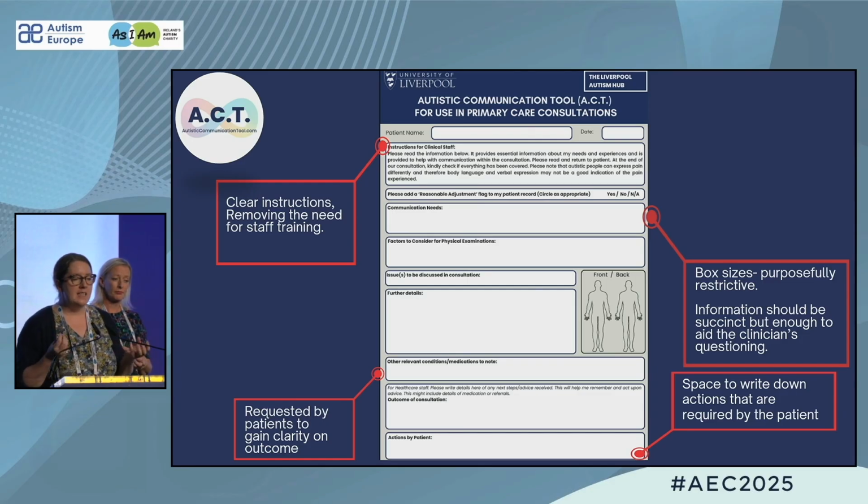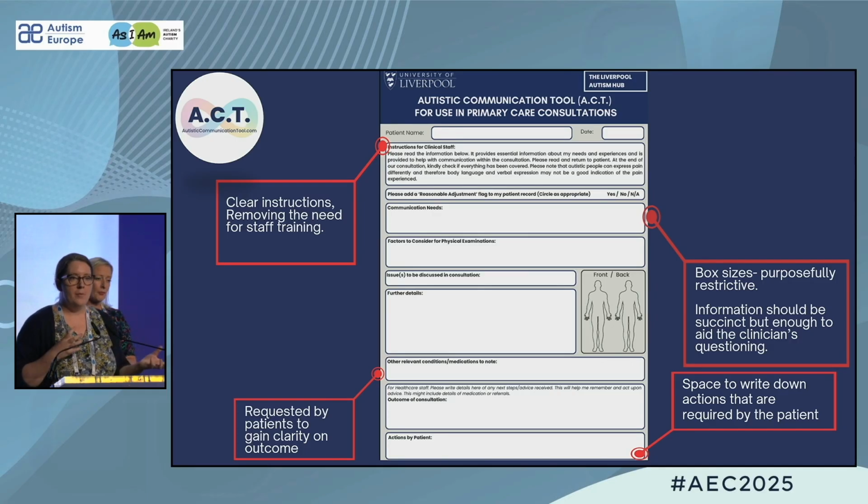The box sizes, as Thomas mentioned, are intentionally restricted in some areas. This is so that when we're filling it out we think about providing the information in a really succinct way, so that it is quite clear for the clinician to follow that information and to get a good idea of what the reasons are why you are coming in. There's a section if you're experiencing pain or any symptoms in a particular part of your body for you to highlight where you might be feeling those, if that's something that is relevant to you.